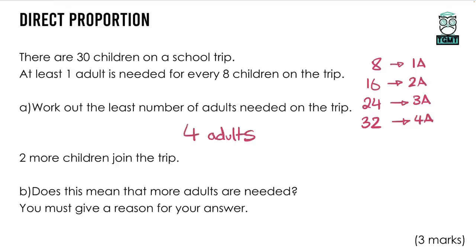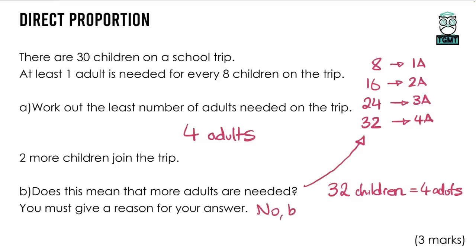Now it says in the next part here that 2 more children join the trip. Does this mean that more adults are needed? And you must give a reason for your answer. Well, actually, no. You can see here that if 2 more children were added, that would be 32 children, which is equal to 4 adults. So we would write some sort of explanation down, but the important part is we've shown the working. So we would write no, because, and then give our reasoning here, which is 32 children is still equal to 4 adults.